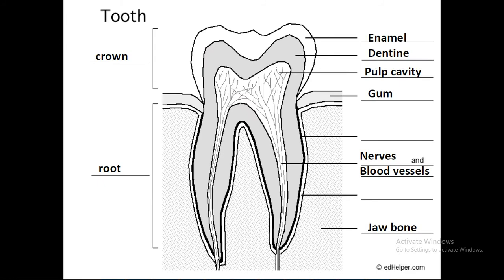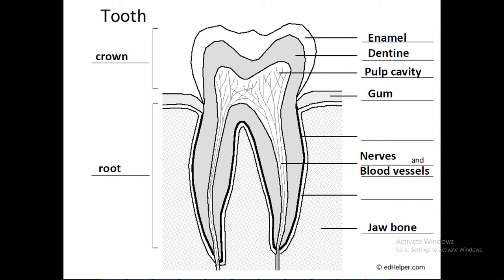Now, next. Here is the structure of the tooth: enamel, dentine, pulp cavity, and gums which hold the tooth in position. And here are the nerves and blood vessels which connect the tooth to our body system. And at last is the jawbone. There are two parts of a tooth: crown and root. The crown consists of enamel, dentine, pulp cavity and gum, whereas the root consists of nerves and blood vessels and jawbone.